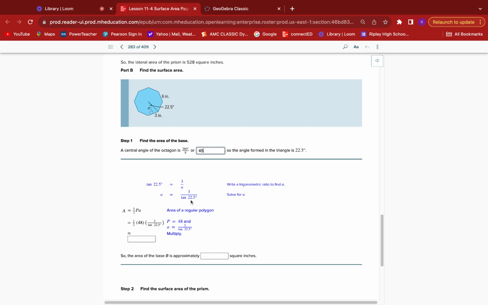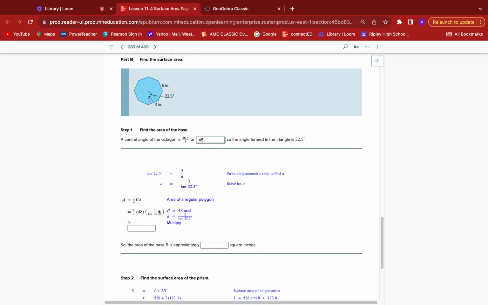All right, take 3 divided by the tangent of 22.5. Again, make sure your calculator is in degrees, otherwise your answer is going to come out incorrect. And that's going to be your apothem right there. All right, so multiply 1/2 times 48 times 3 divided by the tangent of 22.5, and this is going to be the area of your octagon. And that's going to give you 173.82 and so on.